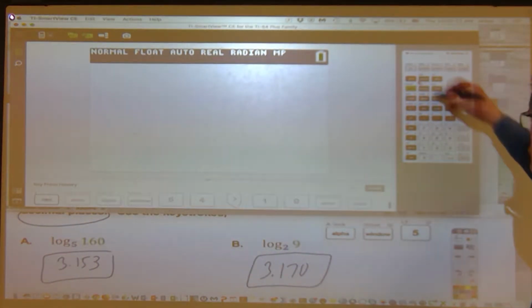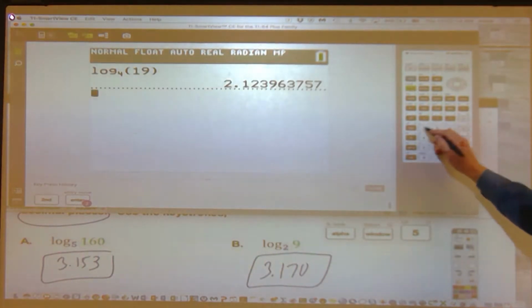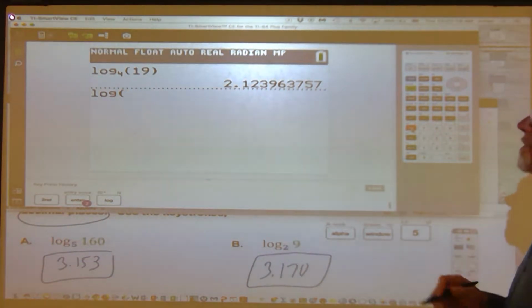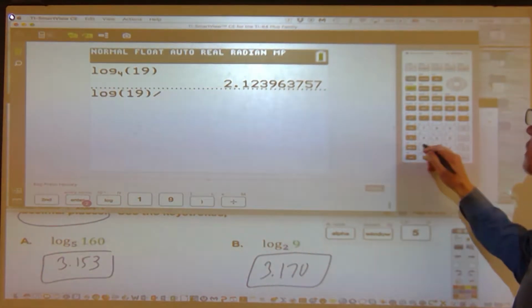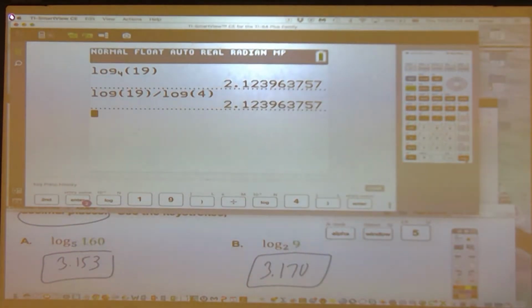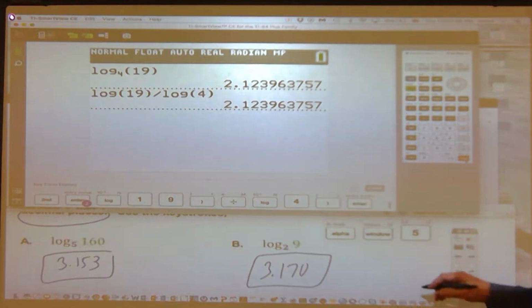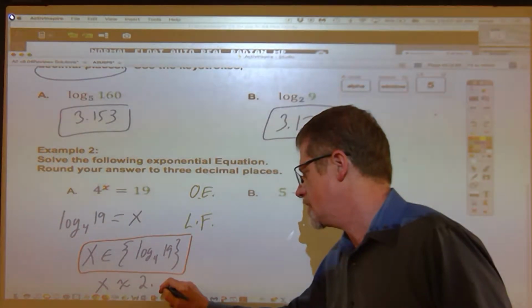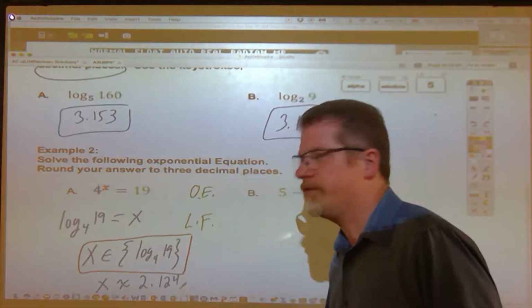Or, if you don't have math print available, just type in log of 19 divided by log of 4. One way or the other, your 3 decimal approximation is 2.124. Let's pause here and take any questions on how to get 2.124 with a wavy equals sign.